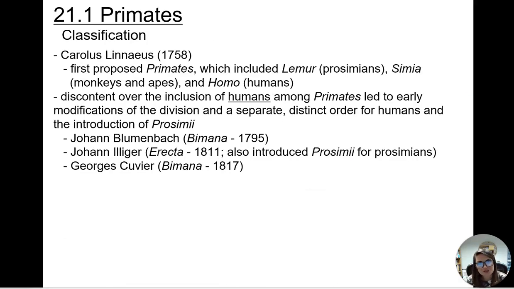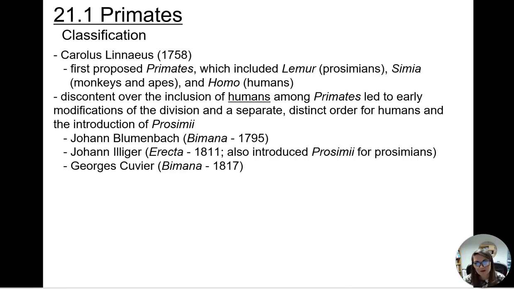So for classification of these primates, first we discussed how they were identified by Linnaeus in 1758. He is the first one that proposed primates, which include the lemur, simia, and homo. Discontent over the inclusion of humans with these primates is going to lead to earlier modifications of division and separation from the primates. So the distinct order for humans and the introduction of Prosimians.